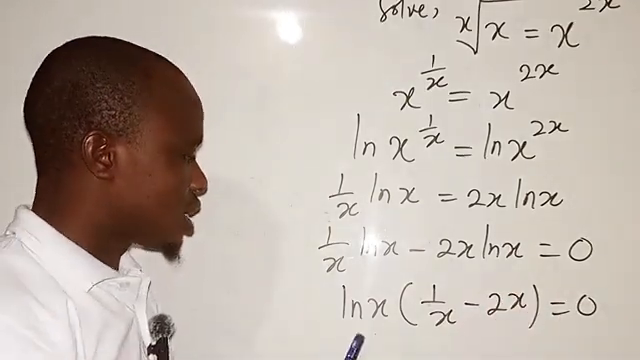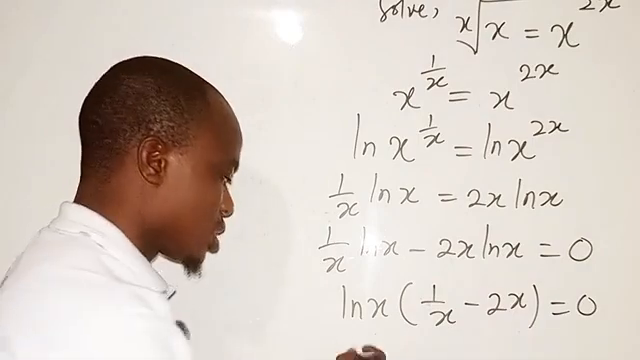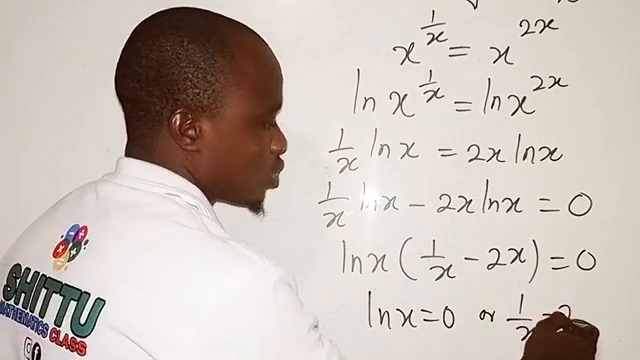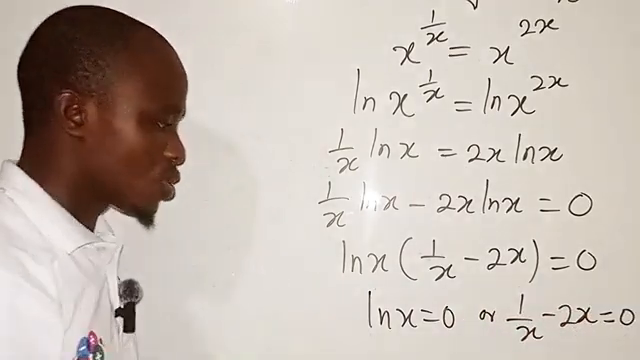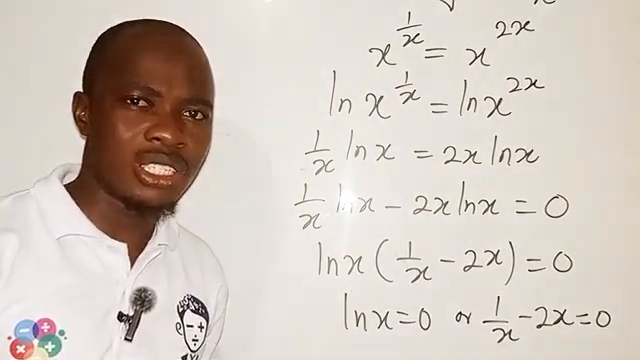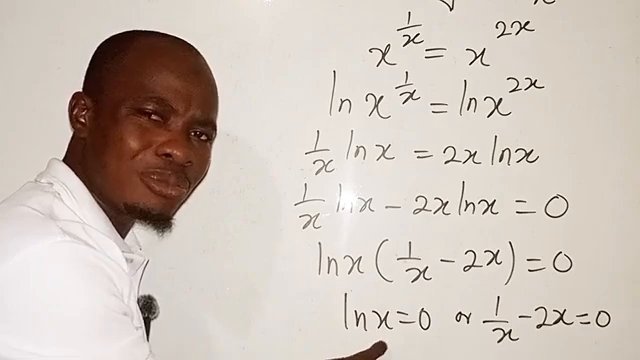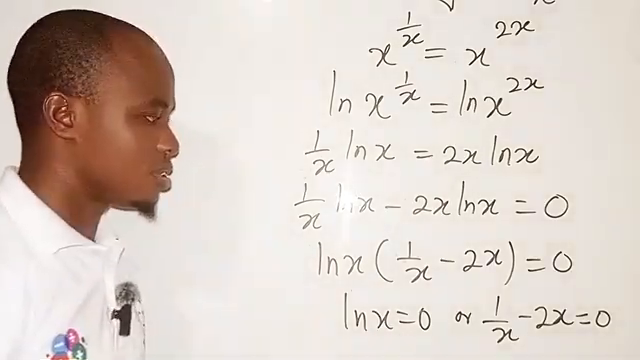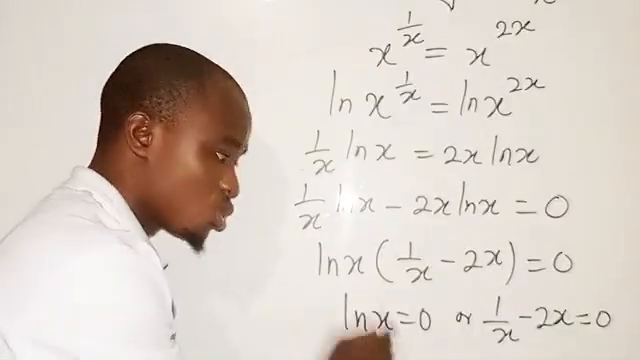So now from here, ln of x could be 0, or we have 1 over x minus 2x equals 0. So we have these two equations from here. So now we can have one equation from here, and this is what we are missing. This is what we are missing here, because there's a solution here.